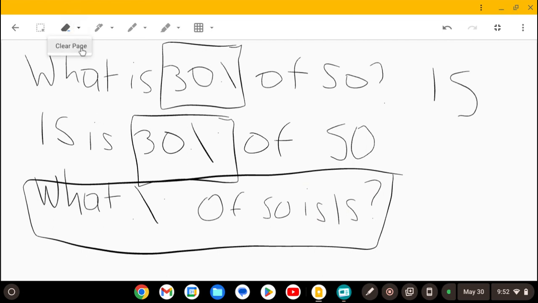So let me rewrite that on a clearer screen. What percent of 50 is 15? So here we rearrange the question, right? From what is 30% of 50 to what percent of 50 is 15. So the percent is not given. We need to find the percent, right?